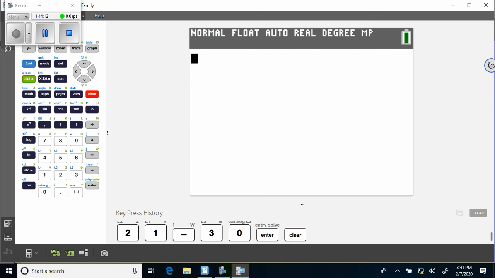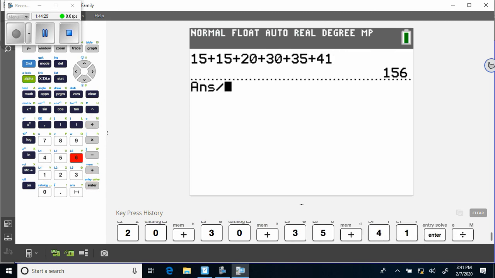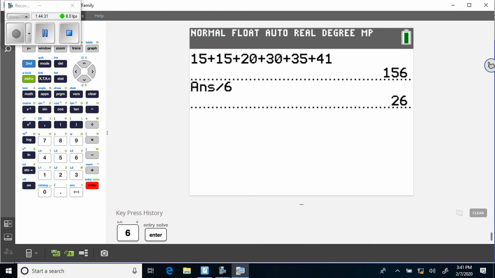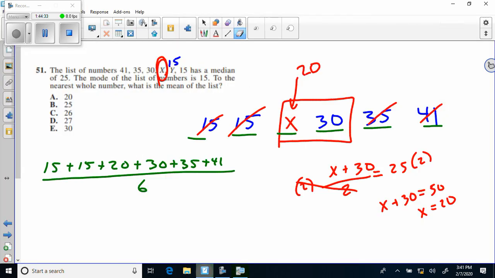So I'm going to have 15 plus 15 plus 20 plus, can't remember the numbers, so I have to look them up really quick. Plus 30, plus 35, plus 41. Get an answer to that, and then divide that by 6, because you should have 6 numbers. It'll give you your mean or your average. And so my average should be C.